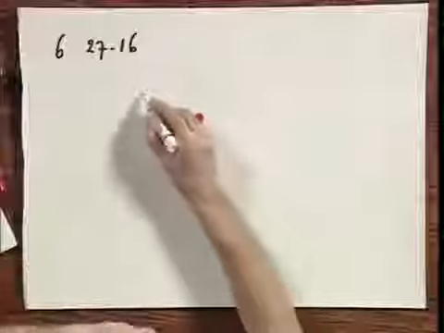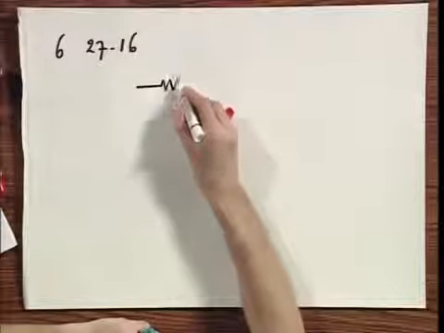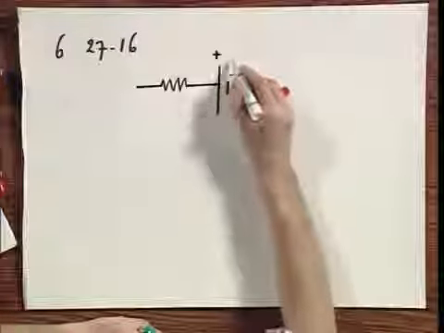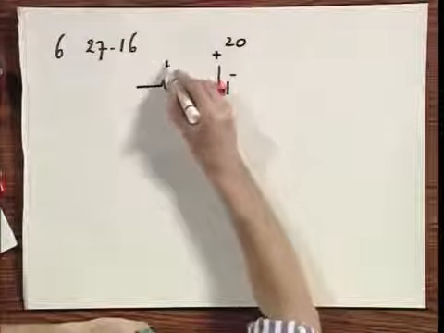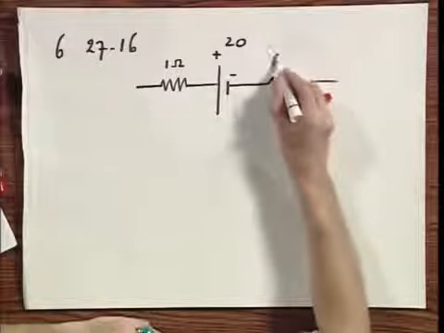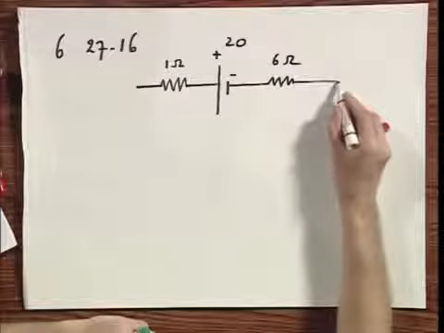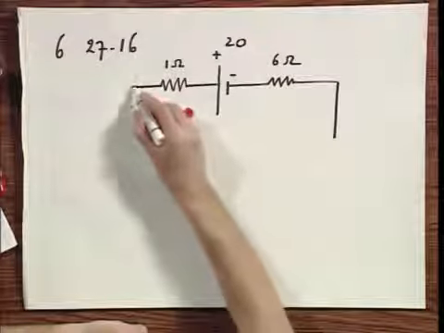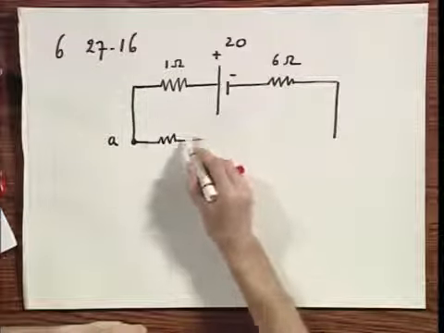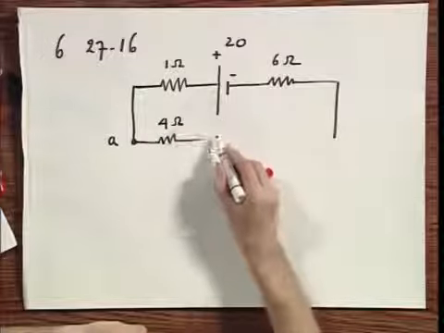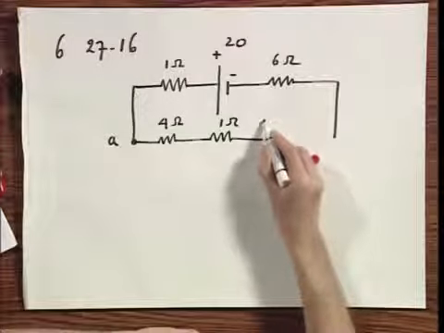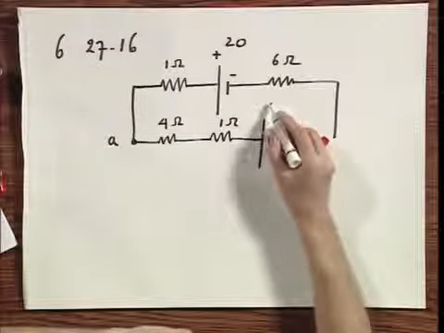Oh my goodness. I have to draw a large diagram. Plus, minus, with a 20 here. 1 ohm. Here is a resistor, 6 ohms. Comes down to point A. Here is a resistor, 4 ohms. Here is a resistor, 1 ohm. Then there is a battery of which we do not know the EMF.